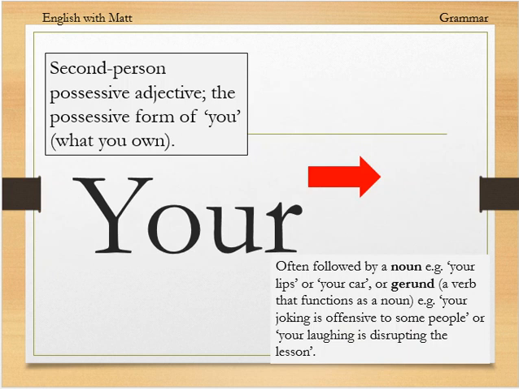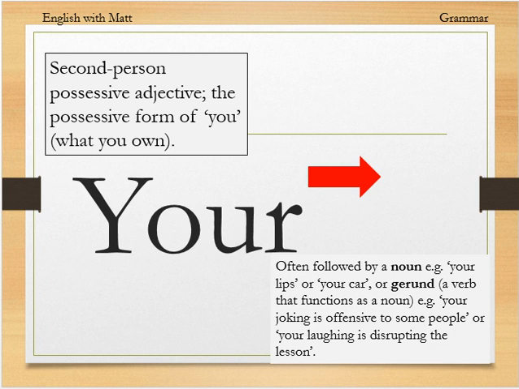The second version, "your" without the apostrophe, has a slightly more grammatical explanation, so forgive me for going into a little bit more grammar speak here. But "your" without the apostrophe is a second person possessive adjective. So it's the possessive form of "you", a second person pronoun. "Your" is related, in this sense, the possessive form, to what you own and or what somebody else owns.